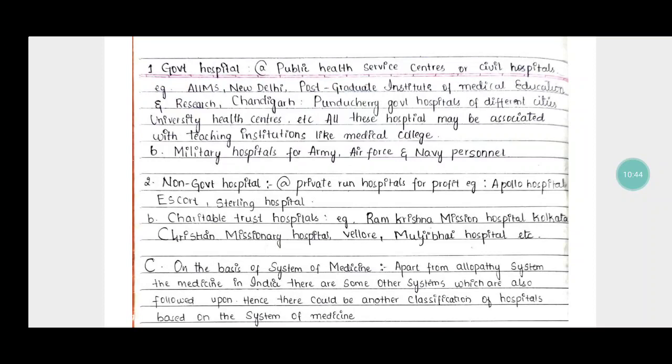Whereas number B, that is military hospitals for the army persons, or for air force persons, or the navy persons. Whereas number two, that is non-government hospital, in that A, privately run hospitals for profit, for example Apollo Hospitals, Escorts, Sterling Hospital, etc. And number B, that is charitable trust hospitals, for example Ramakrishna Mission Hospital, which is in Calcutta, and Christian Missionary Hospital, Vellore, and Mulji Bhai Hospital, etc.